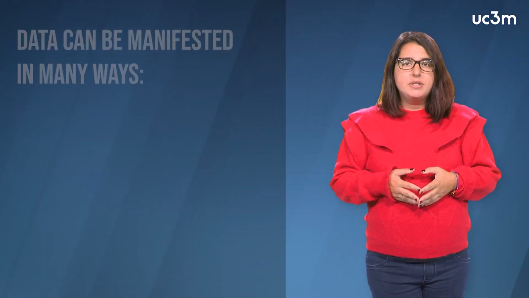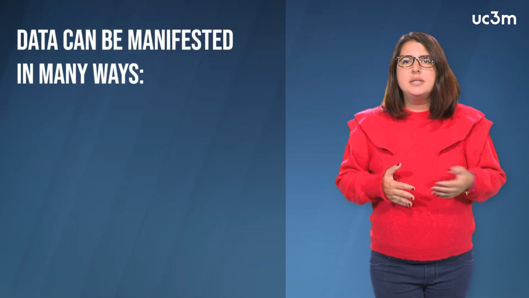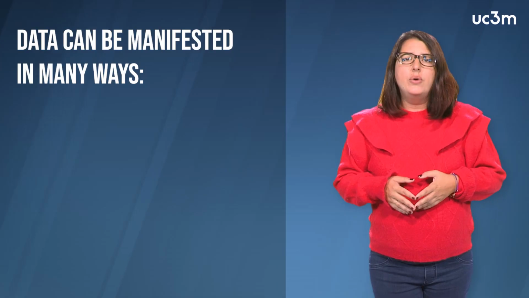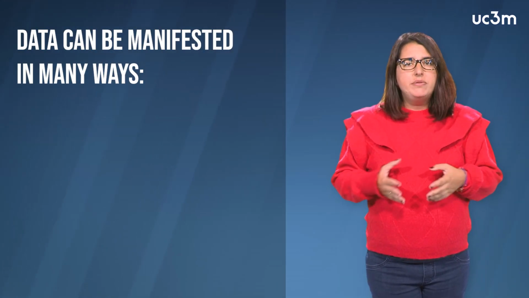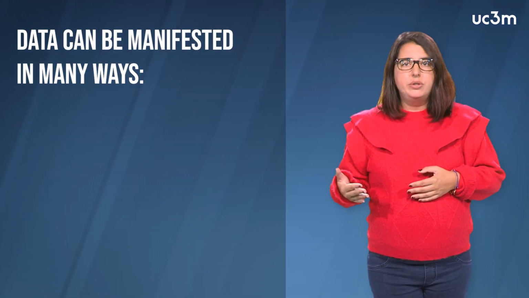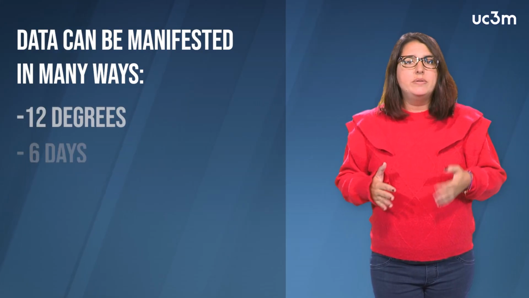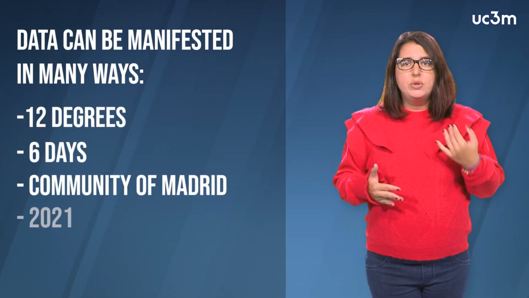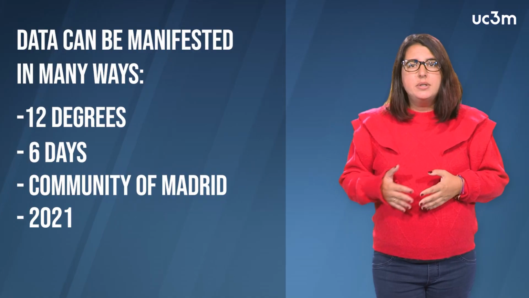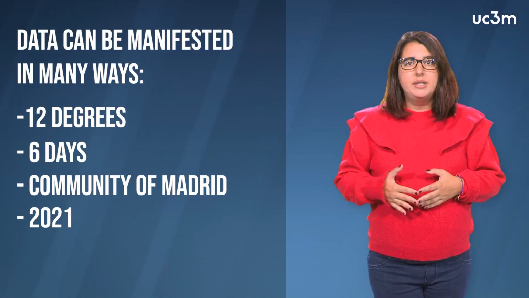limited exclusively to syntactic aspects. It is an alphanumeric representation or attribute that characterizes an action or event. Data can manifest as a number, a letter, hand signals, a punctuation mark, or any other symbol denoting a specific magnitude, measurement, or term. For example, minus 12 degrees, 6 days, Community of Madrid, 2021. These examples illustrate the diverse forms data can take.